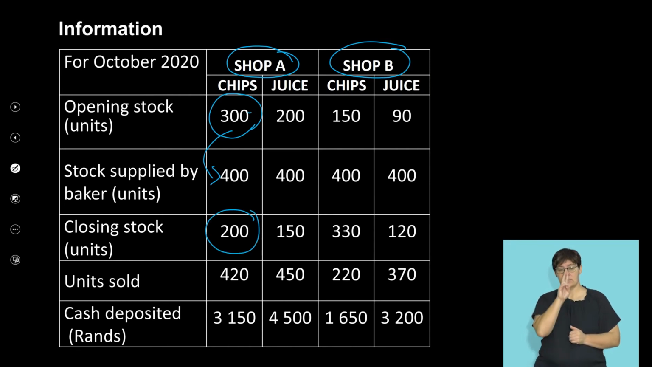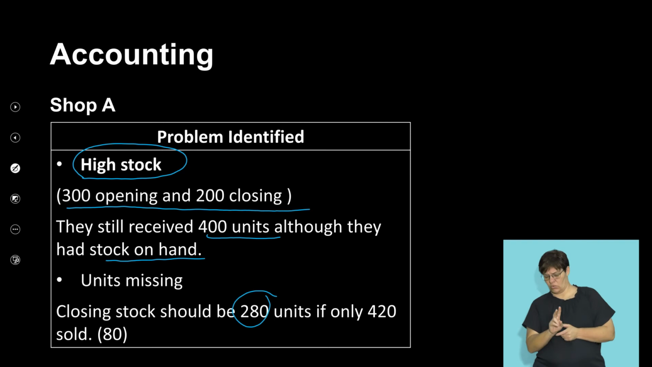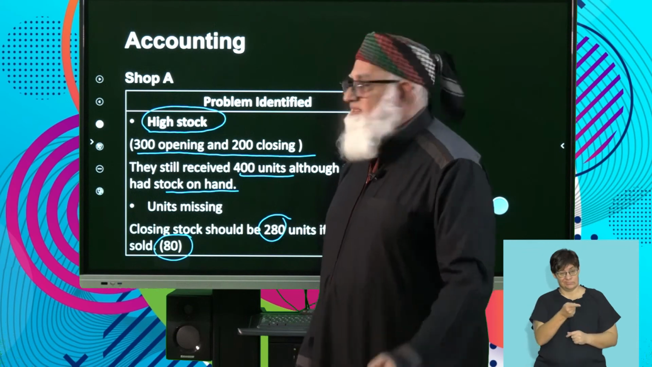Right, so clearly you can see what situation we have here. Units are missing. Your closing stock should be 280 units if only 420 units were sold. That means clearly there was a shortage of stock. In other words, there is stock missing in that tuck shop.